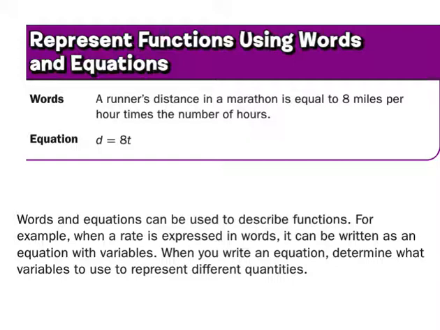Here's a statement. A runner's distance in a marathon is equal to 8 miles per hour times the number of hours. The equation that we have there is the distance d is equal to 8, which is our miles per hour, times our time. Words and equations can be used to describe functions. For example, when a rate is expressed in words, it can be written as an equation with variables. When you write an equation, determine what variables to use to represent different quantities.